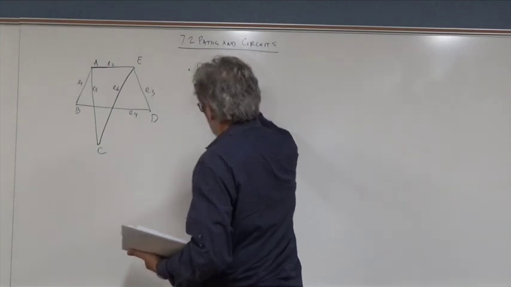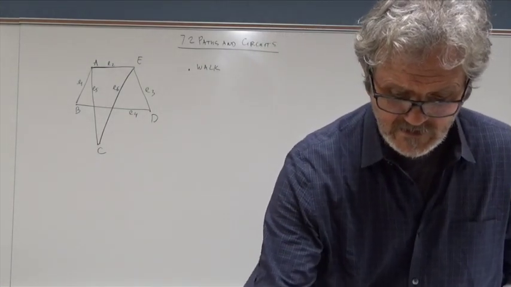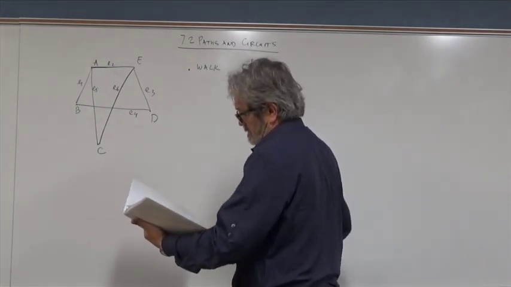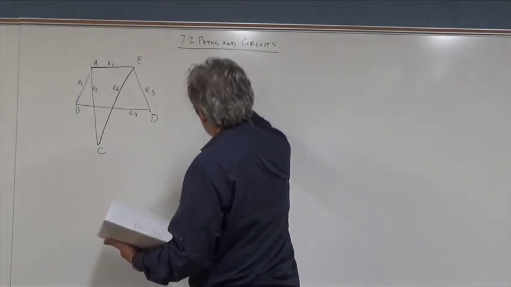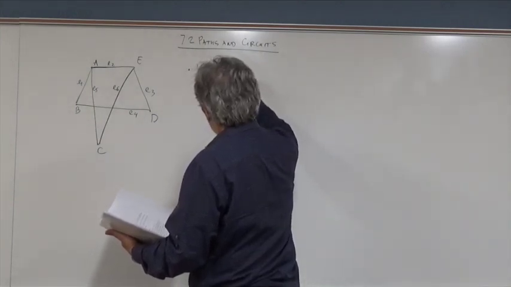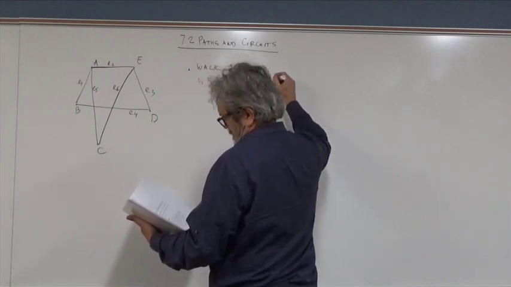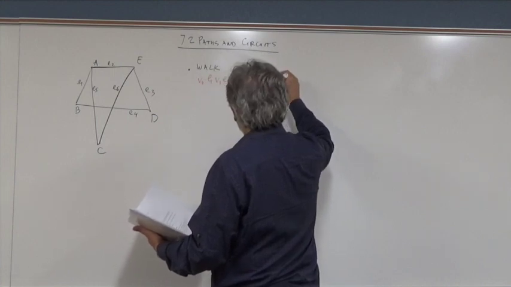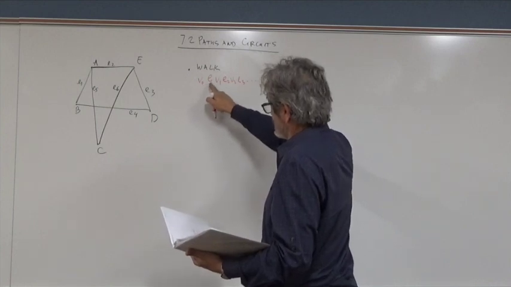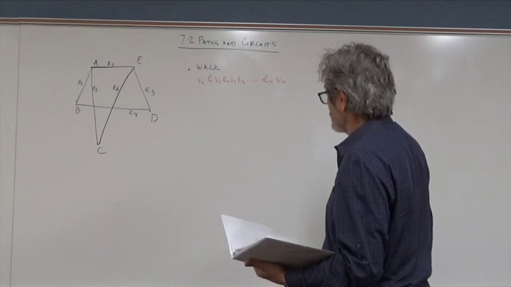What is a walk? A walk is a sequence of vertices connected with edges. So it looks like this: V0, and then edge E1, V1, E2, and then V2, E3, and so on. The last one is EN. Each of these edges is connecting the vertices around it.